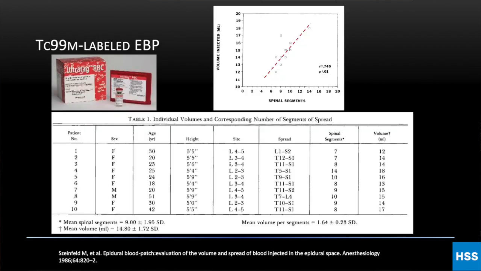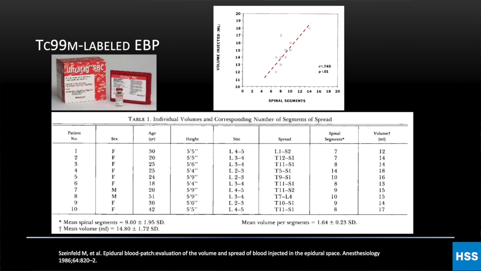And it's been demonstrated both on MR imaging and with nuclear medicine studies that the patch spreads quite a number of levels. So this is a study using radiolabeled blood with technetium, and they follow the patch to see how far up and down the spine it spread. A couple of interesting observations. The first was the patch spreads quite far. In one patient, they documented a high lumbar patch spread 14 spinal segments.